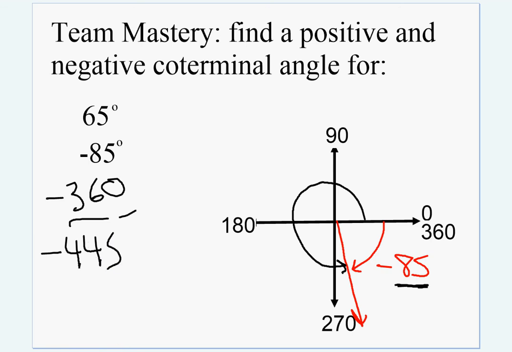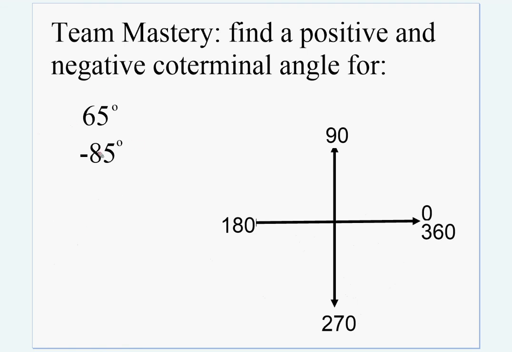So I'm going to switch to blue ink for this one. Starting here on our initial side, we're going to go this way, but we're not going to stop at the terminal until after we've done another full lap. So that is more than a circle. That's our negative coterminal angle. Good times.